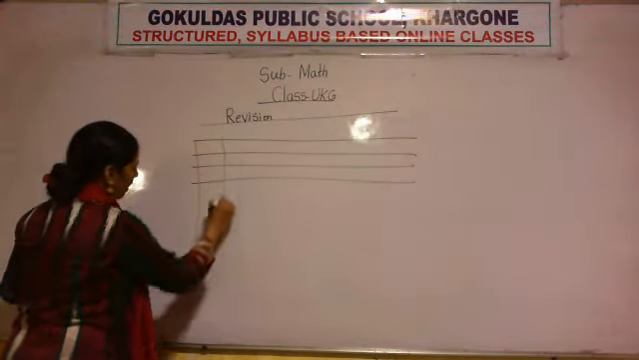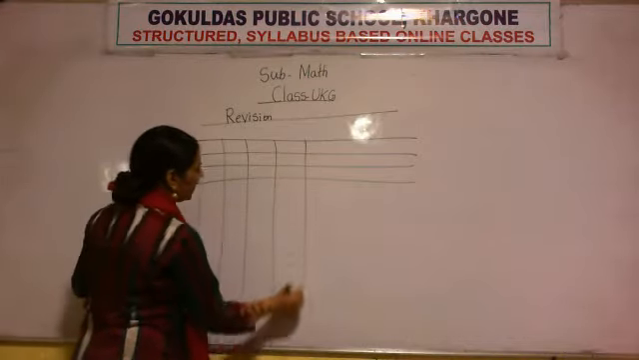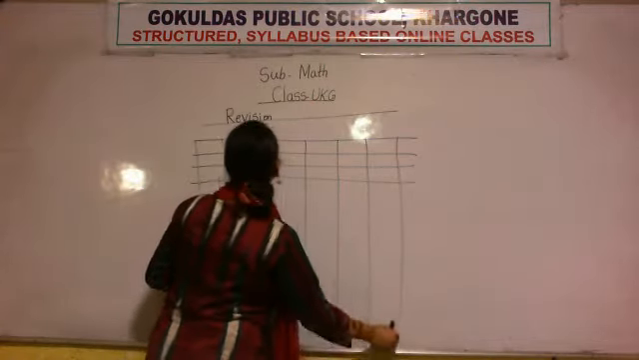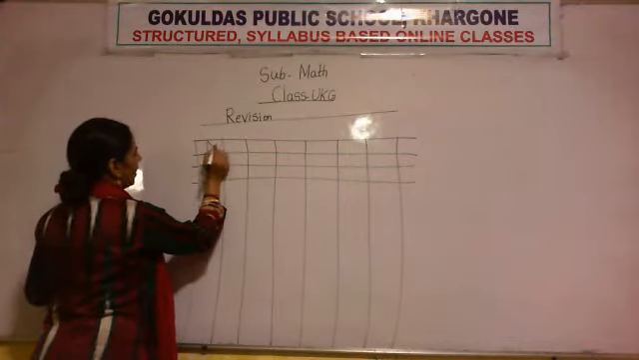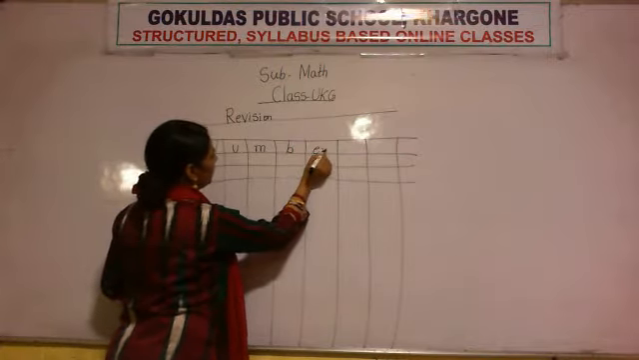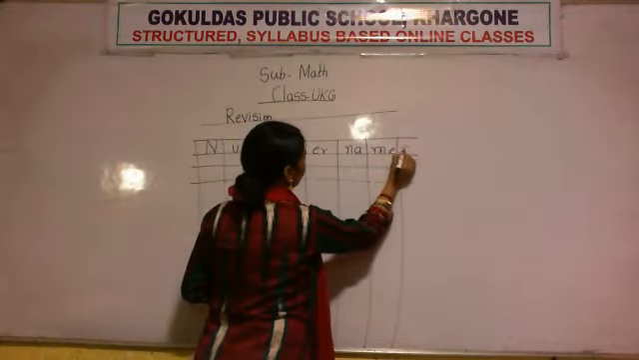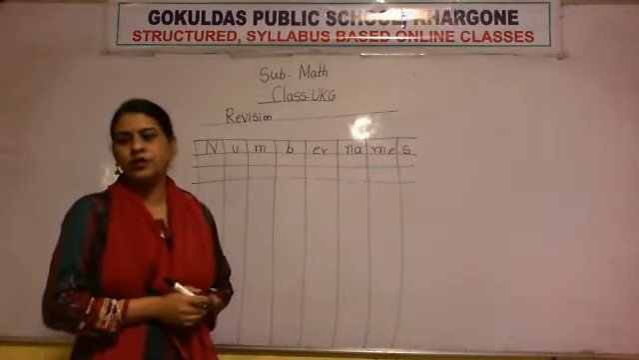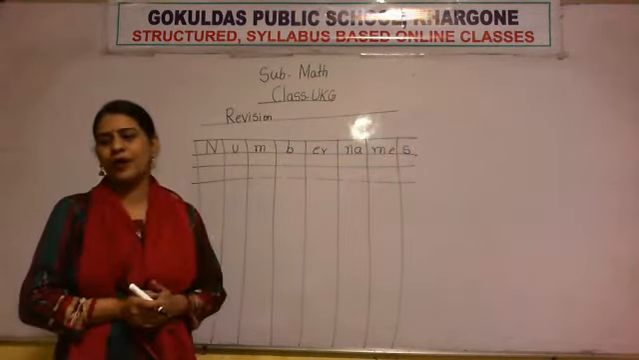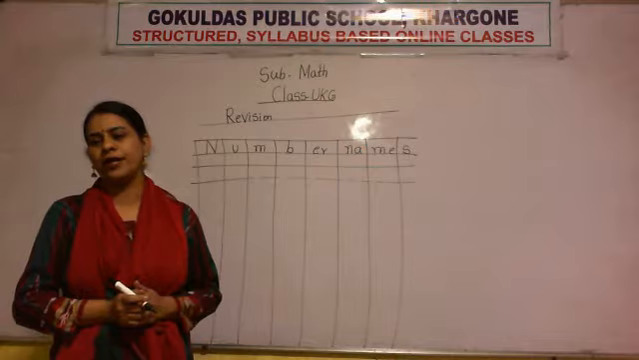You have a square notebook with you. In that notebook only, you have to write properly CW, date, write revision, and then after writing revision write the heading number names. Okay. So now we will start number names. Revision of number names from 1 to 20 we had completed in our last lecture. So now we will do from 21 to 30.